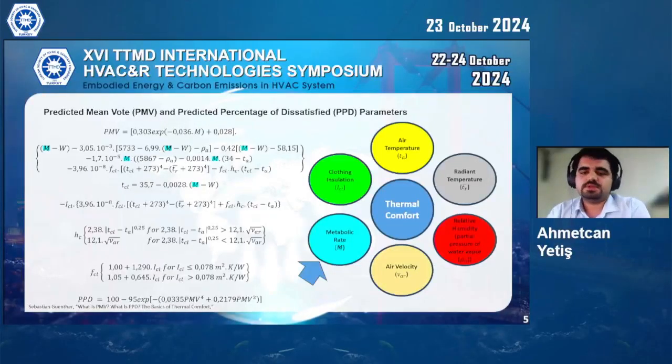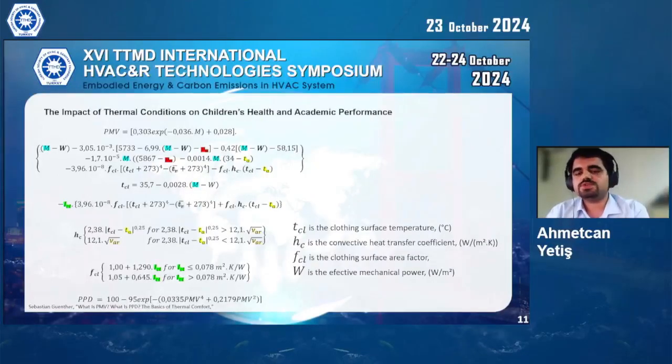Here are some parameters that we used in PMV and PPD value calculation. These parameters include metabolic rate, clothing insulation, air and radiant temperature, relative humidity, and air velocity. The formulation also includes clothing surface temperature, convective heat transfer coefficient, clothing surface area factor, and mechanical power, some of which are related to the previously mentioned parameters.